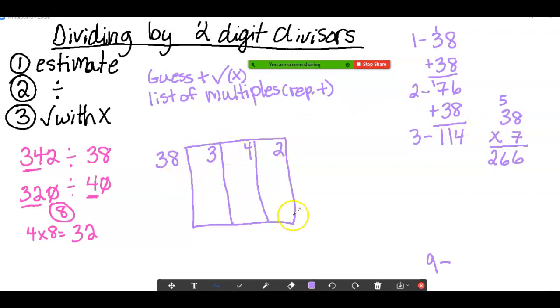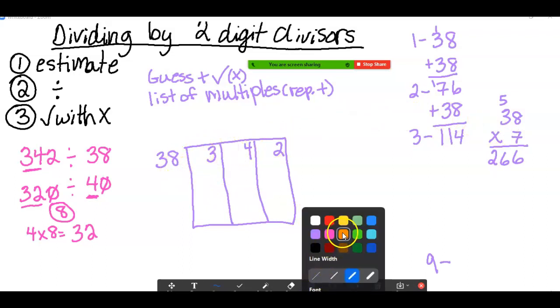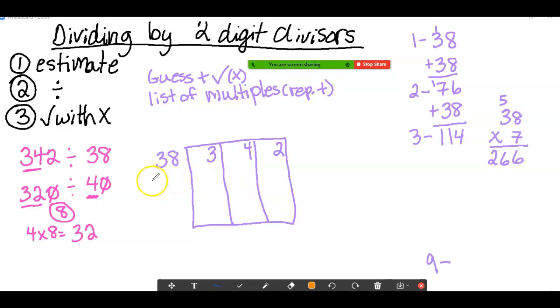So I'm coming over here and I'm going to be looking for 38 stickers in a group. Right here, I only have 3 stickers. That is definitely not enough. So this is 0 groups. I take away my 0 and I'm left with 3. And I need to bring this over.